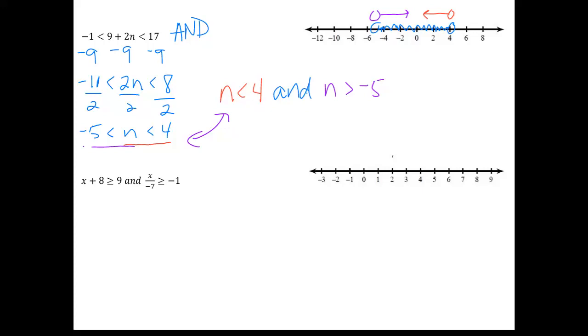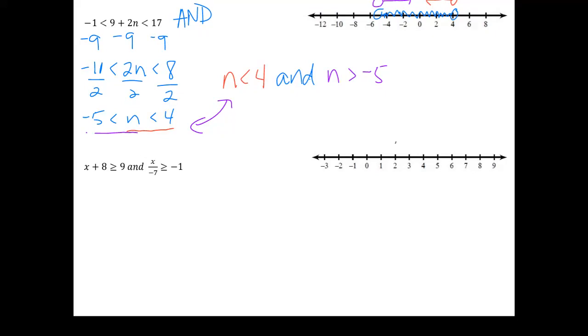Let's take a look at one more. And again, this one is just like the last one. It's an and, but they're writing them as separate inequalities. Just like with the or problem, I'm going to divide this into two parts. I'm going to solve each inequality separately. So first, I'll subtract by 8 on both sides for the left-hand side one. So I'll get x is greater than or equal to 1.